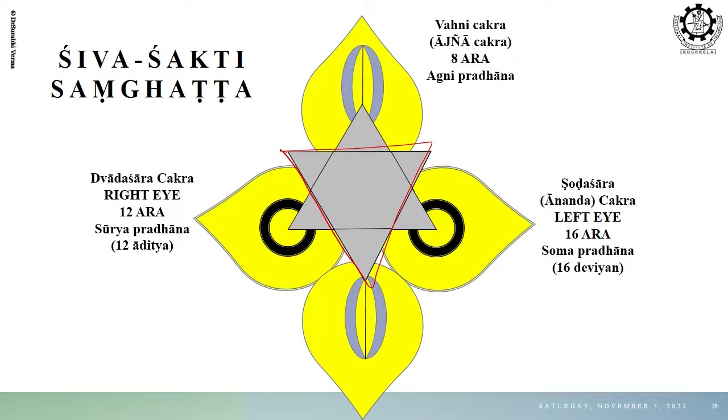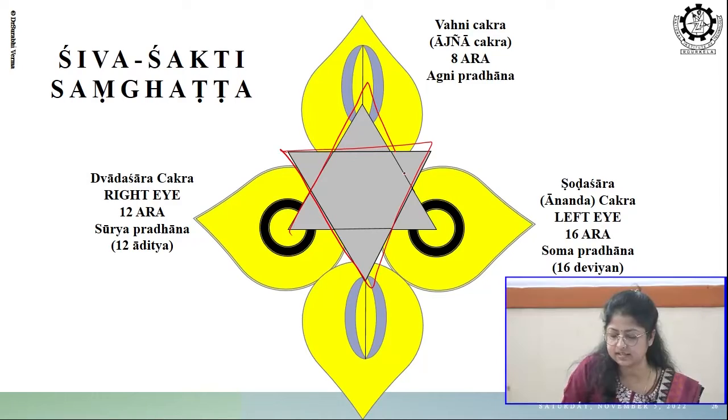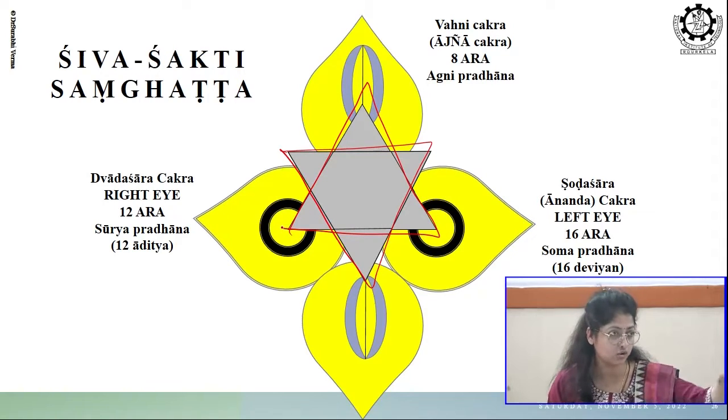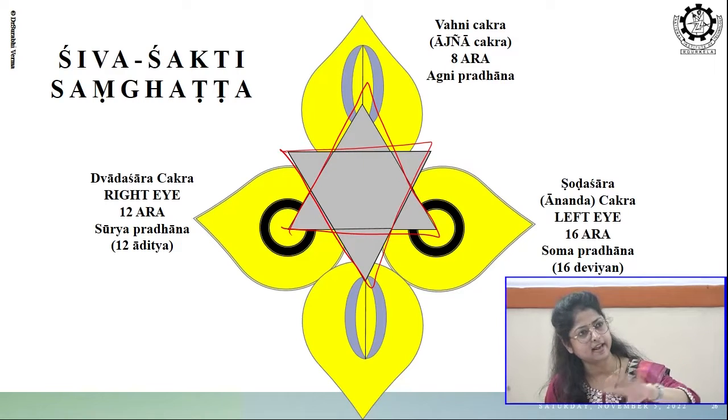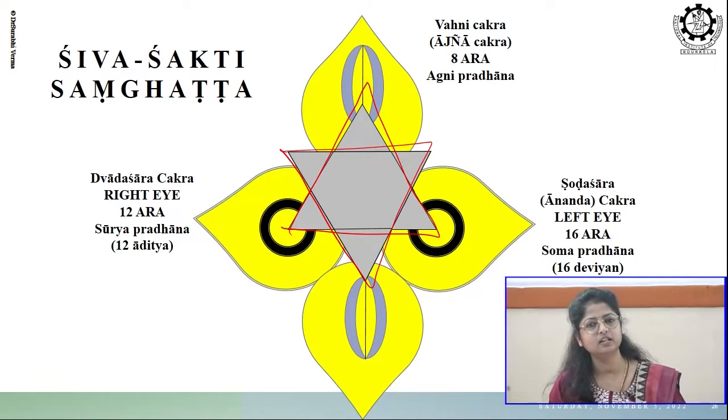So one triangle is denoting the descending of the energy. Descending of the energy means creation, manifestation. One triangle is denoting the ascending of energy, that means dissolution. Once everything gets dissolved, then this second triangle functions. So in turn, this symbol becomes a star symbol. So the star symbol is our symbol, just like swastik.